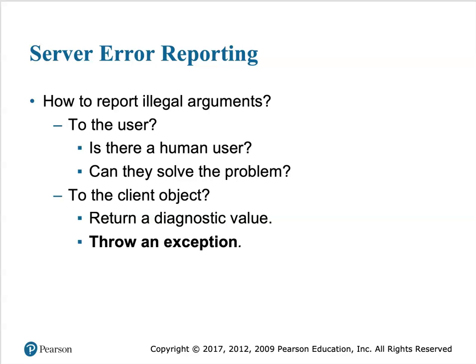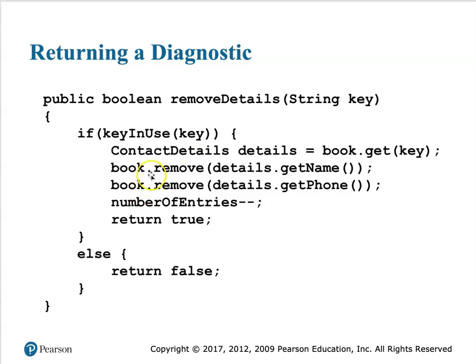So, dealing with the diagnostics, instead of removeDetails being void, now removeDetails returns a Boolean. And we pass in the key. Is the key in use? If it's not, now we have an else clause and we'll return false, indicating we did not remove. But if the key is in use, we will go ahead and remove those objects and return true, indicating that we succeeded.